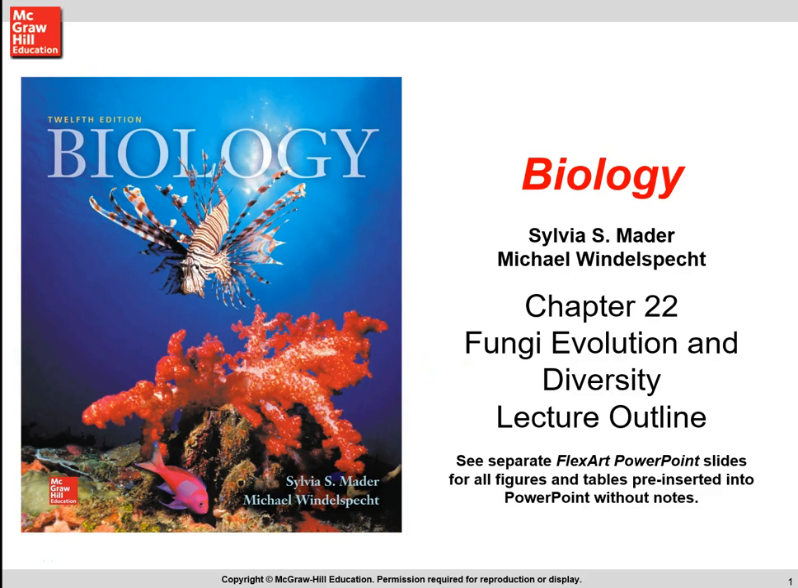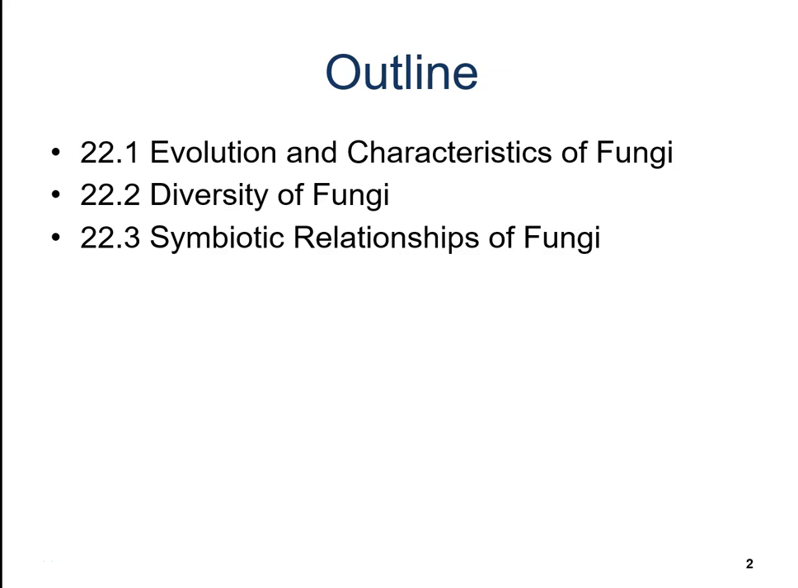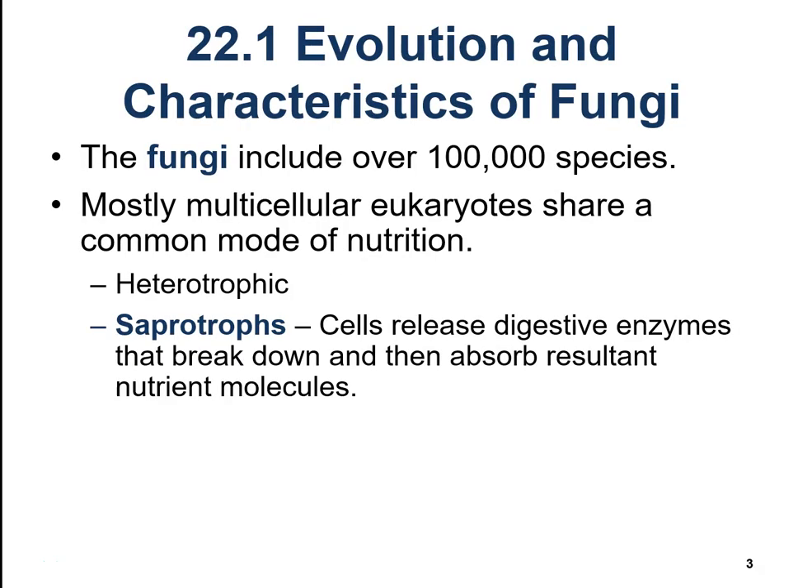Okay, so this is chapter 22, Fungi, Evolution, and Diversity. In terms of the outline of the chapter, we'll talk a little bit about fungi evolution in general and characteristics of fungi in general, right? And then we'll talk about different types of fungi that exist. And then in particular, talk about symbiotic relationships of fungi because there are a lot of fungi that form these symbiotic relationships that then impact the ecosystem or obviously impact another organism.